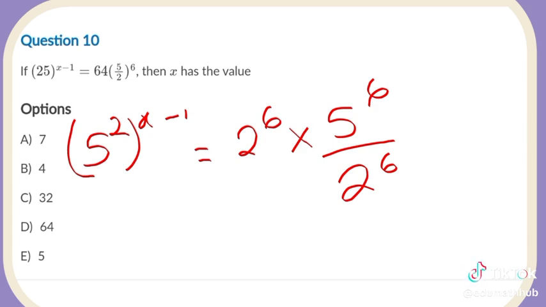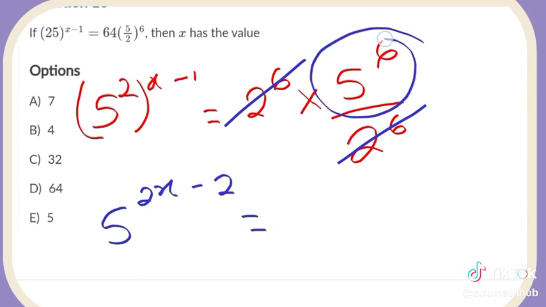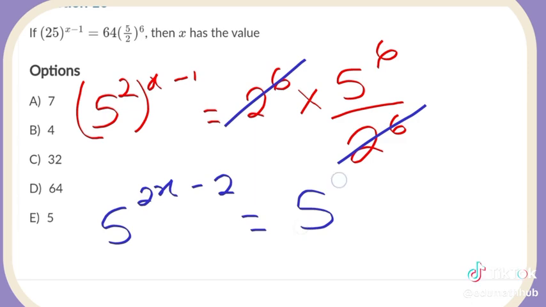So these two are the same. As you can see, these two can cancel out. So at this part, you just have 5 raised to the power, and these two can expand or multiply this one here. So you have 5 raised to the power 2x minus 2 is equal to, then from here, you have only this one left, which is 5 raised to the power 6.